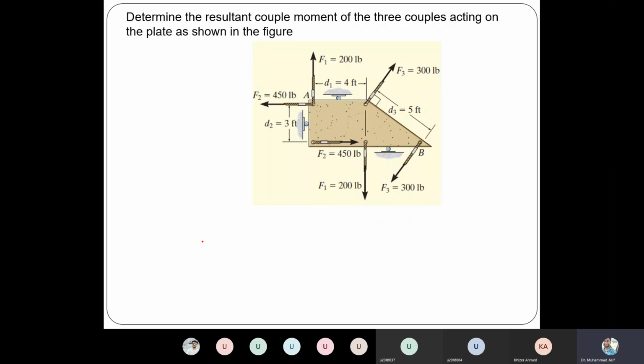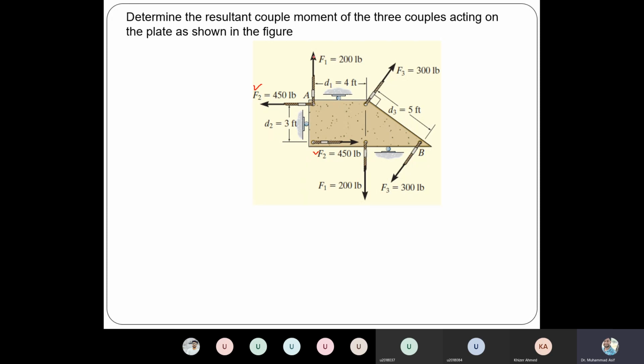Right, let's try to practice a few examples related to the couple moment. Let's say this is a system which is supported at 3 points, let's say 1, 2, 3, and several couples are applied. How many couples are applied on the system? 3. Let's say one is related to F2. So this is F2. There is another force F2 which is parallel and equal in magnitude.